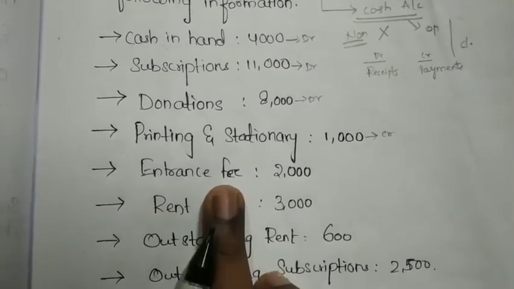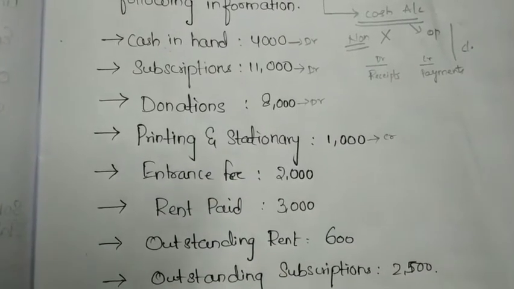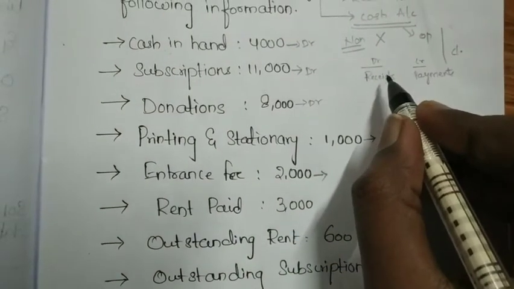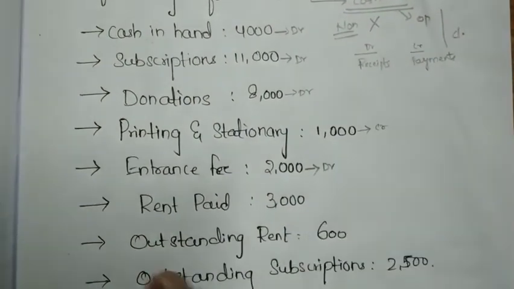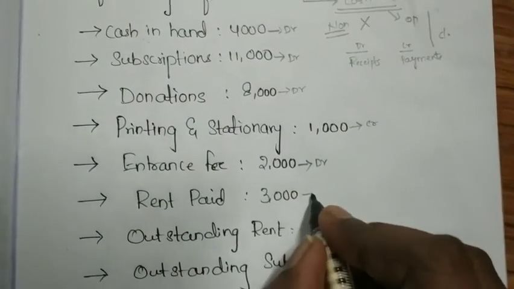Entrance fee, that means for this organization they are taking the entrance fee. That means it is an income. That means it is a receipt. What we have to do, receipts we have to debit. And rent paid, it is a payment. What we have to do, we have to credit the payments.